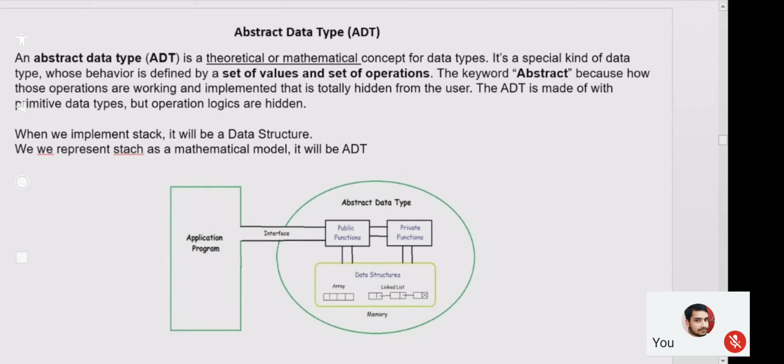Similarly, peep displays the topmost element only. So if the stack is empty, then it cannot peep any element. That means is empty is also a private function of the public function peep.